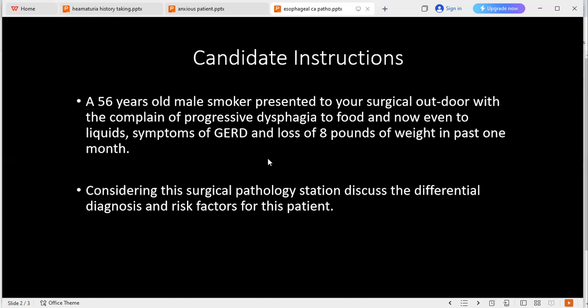Okay, how would you stage the esophageal carcinoma? By CT scan of the chest, abdomen, and pelvis. Also, I will do upper GI endoscopy plus endoluminal ultrasound, and histologically by biopsy.